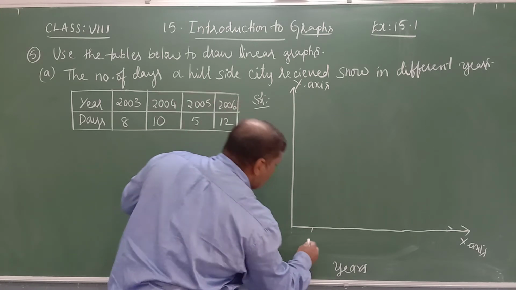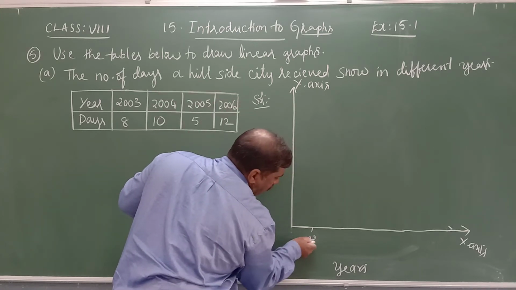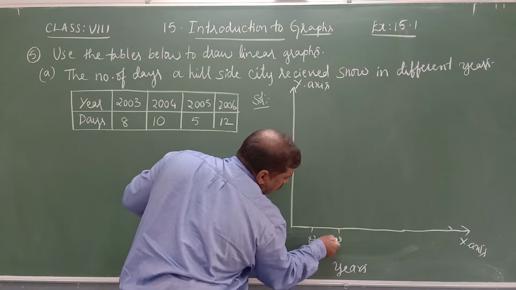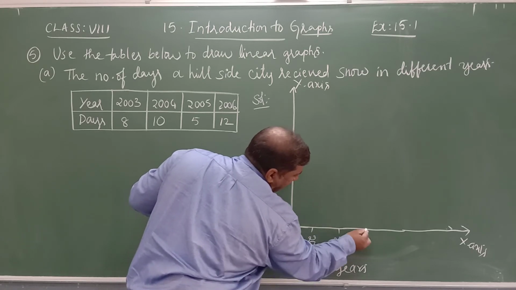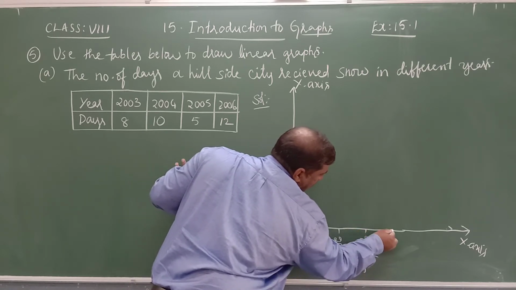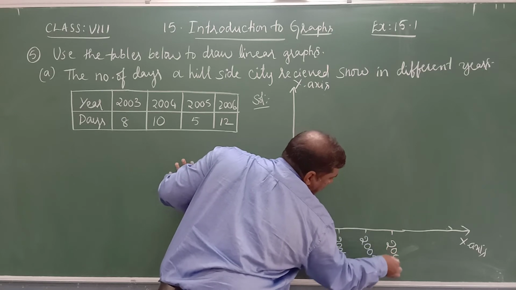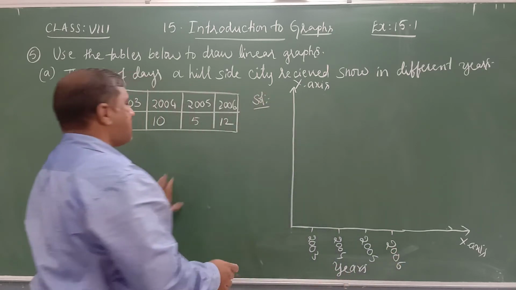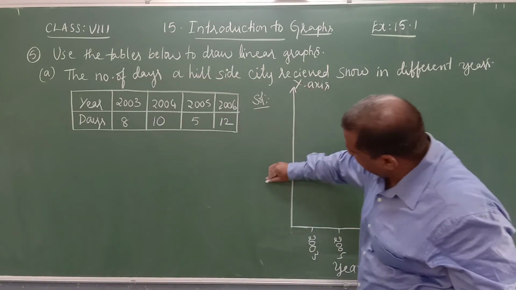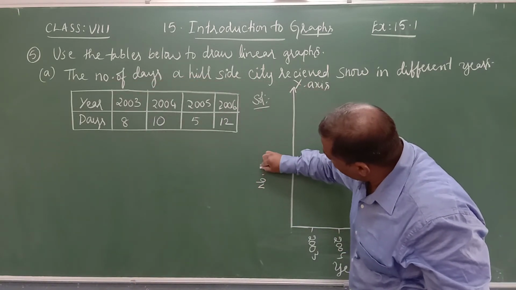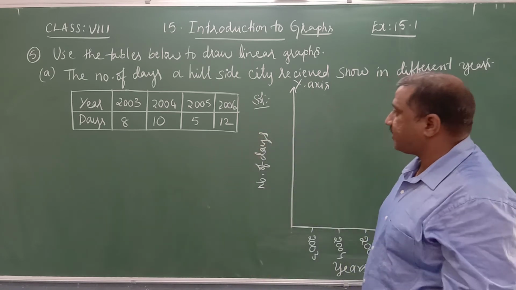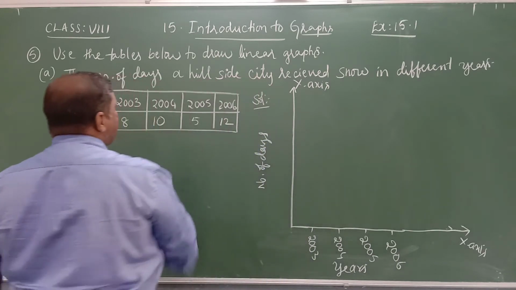Let this be the year 2003, then here we have 2004 at equal intervals, 2005, and here we have 2006. And on our y-axis, what do we take? The number of days. See the values 8, 10, 5, 12.